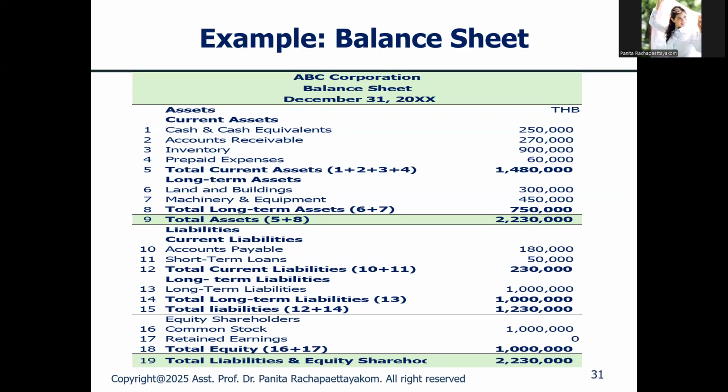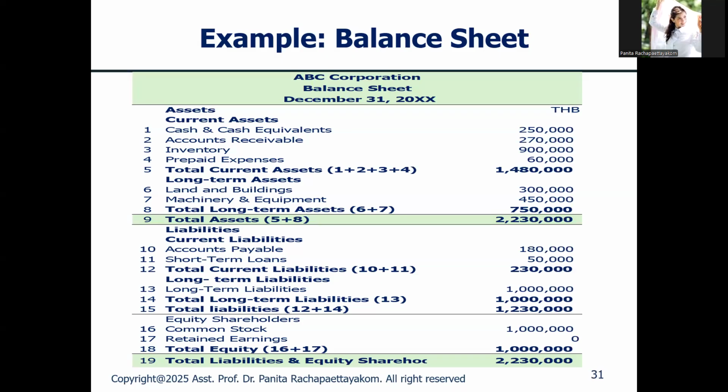After that, you sum up rows number 6 and 7, that are land and building and machine and equipment. That is the long-term asset. You then sum up the total current assets and long-term assets, and you will get the total asset of 2.23 million Thai baht.